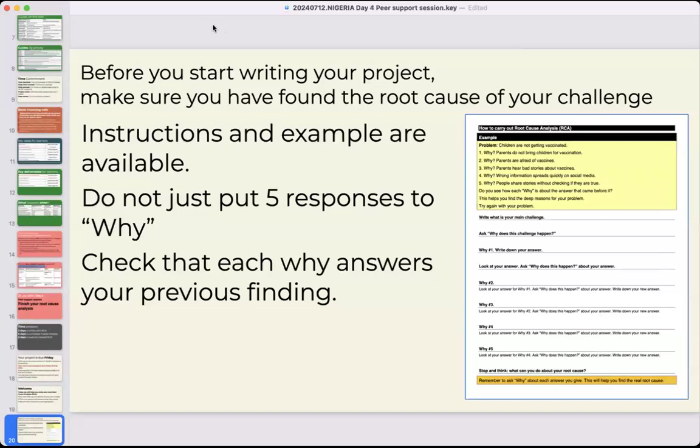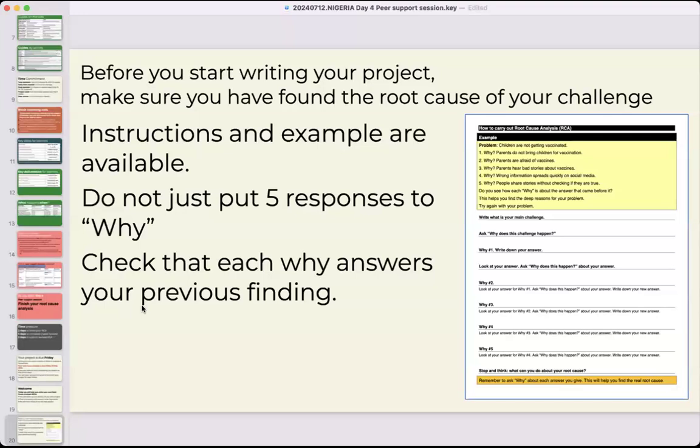So before you start writing your project, make sure that you have found the root cause of your challenge. Make sure that you have found it, because you cannot write a project, you cannot write the action steps that you take, without doing the root cause analysis. The instructions and examples are available for you. You don't just need to put the responses to the 5 whys. Check that each of the why answers your previous finding.